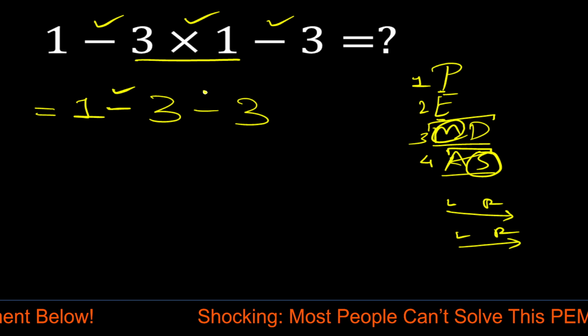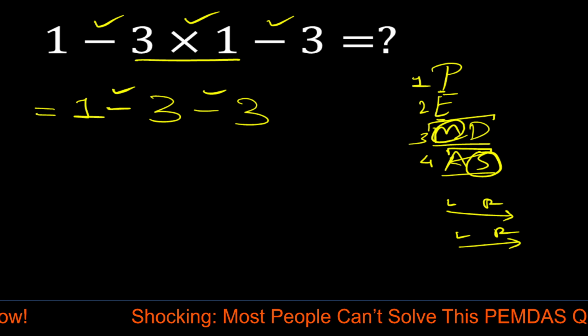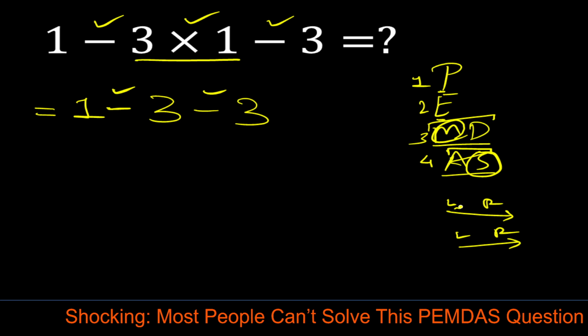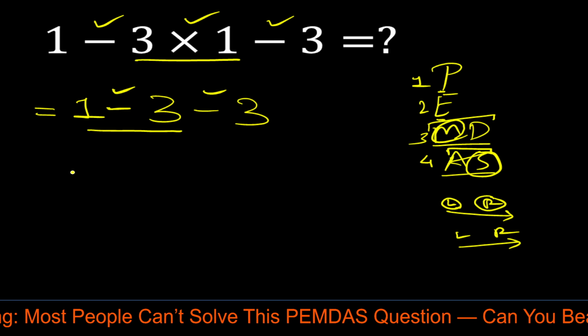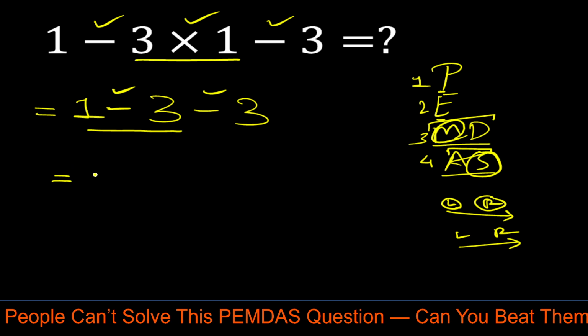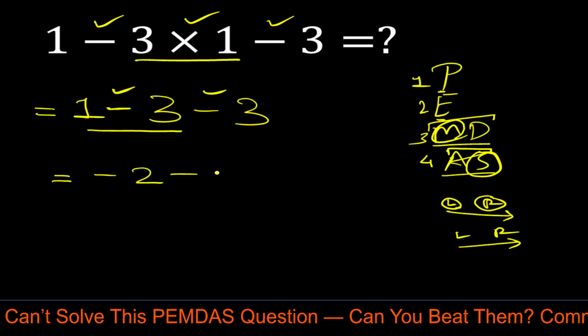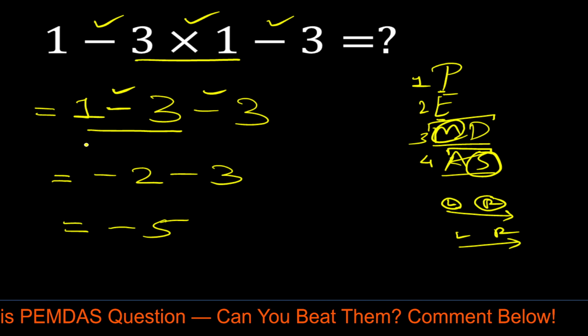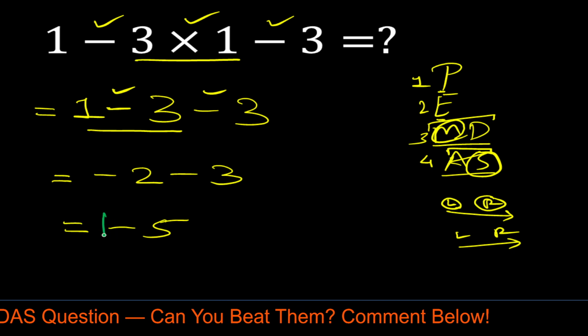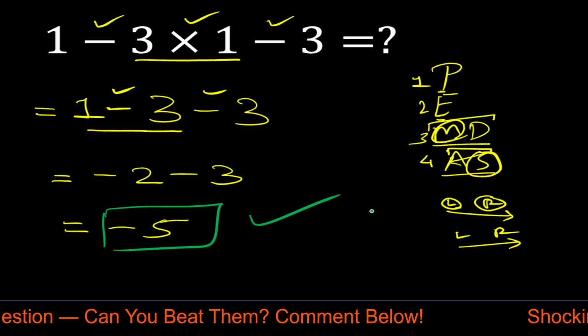Now here we have subtraction and here subtraction, and both have equal priority, so we have to solve it from left to right. So first we have to solve this subtraction. So 1 minus 3 is equal to minus 2 minus 3. Now minus 2 minus 3 is equal to minus 5, right? So the correct answer is minus 5.